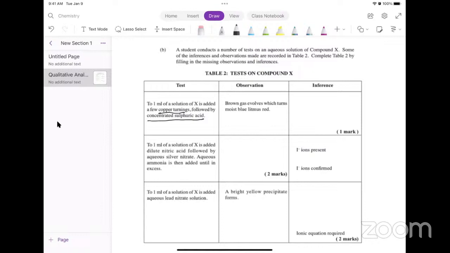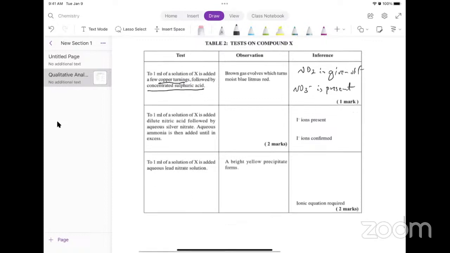So brown gas evolves, which turns moist blue litmus red. We keep going on to the same thing over and over again. We have to know that it has to be nitrogen dioxide again. That means nitrate is present, right? And then it says to a milliliter of solution X, nitric acid followed by aqueous silver nitrate.